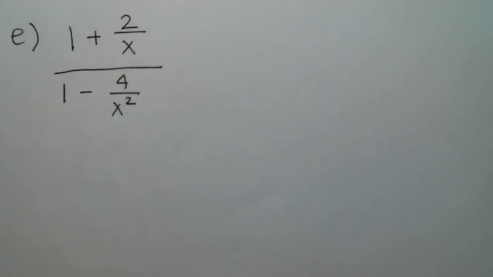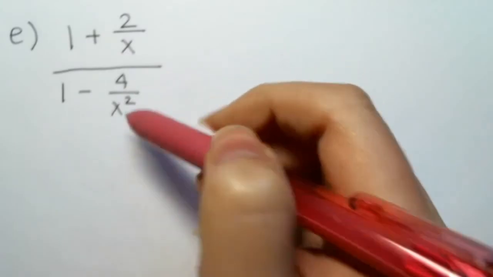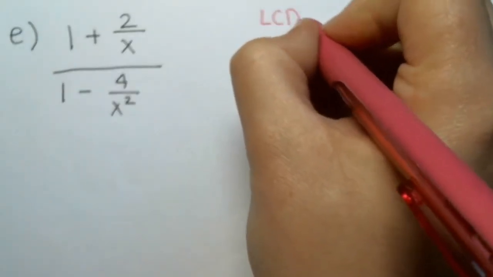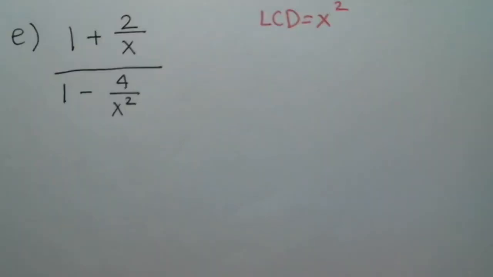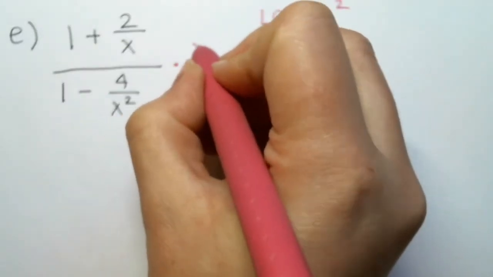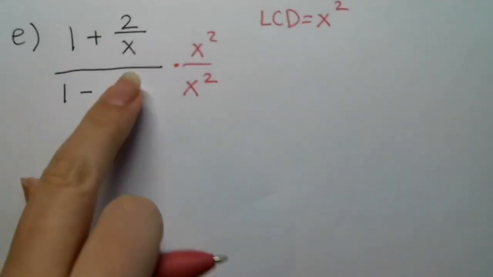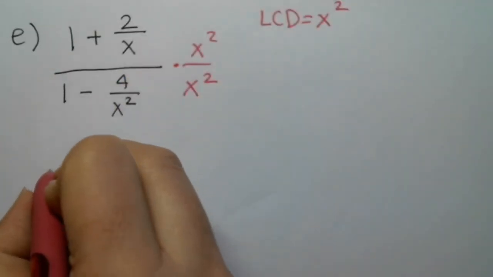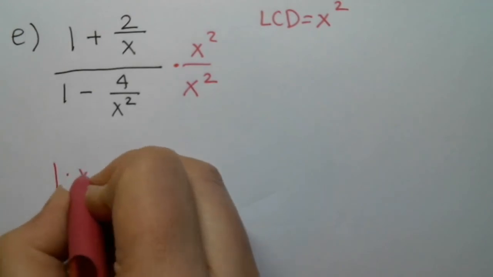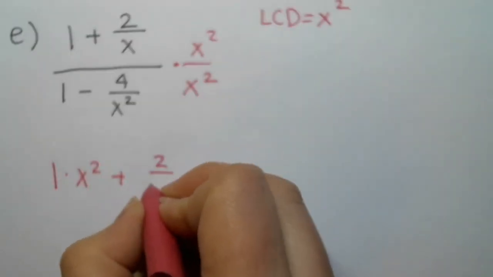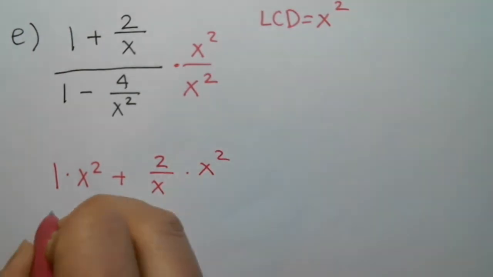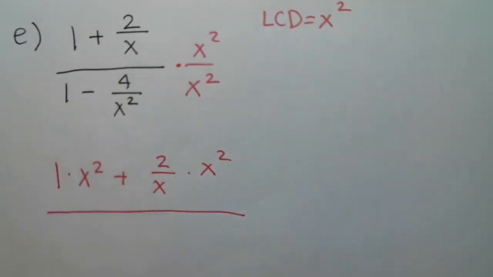Now we have 1 over x and 1 over x squared. So my LCD is going to be x squared. So I'm multiplying by x squared over x squared. And this time again, because I have some more complicated stuff going on, I'm going to go ahead and write out what I mean. So I'm going to get 1 times x squared plus 2 over x times x squared in the numerator. And then in the denominator, I have 1 times x squared minus 4 over x squared times x squared.